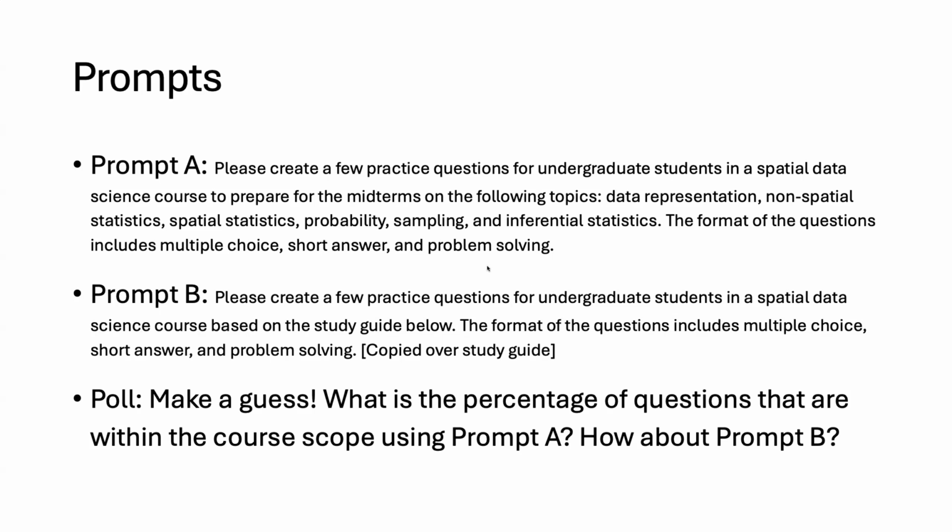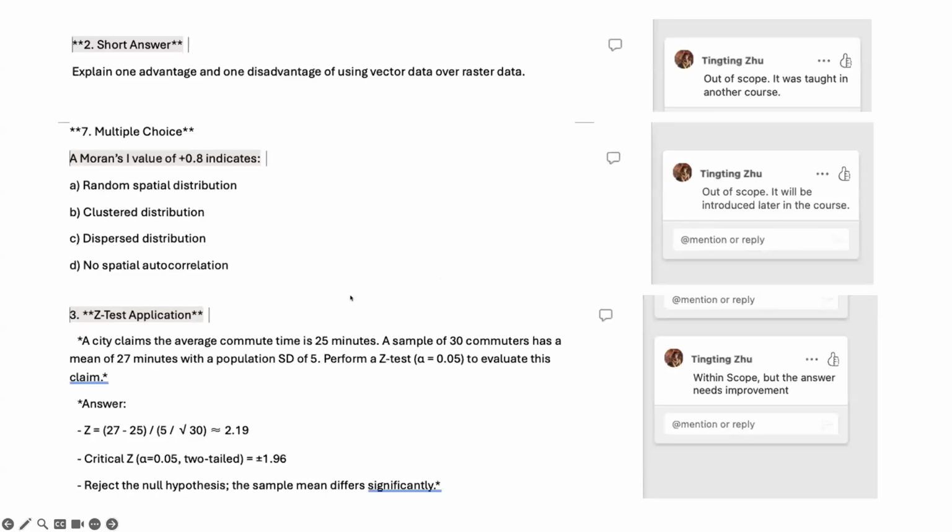So the majority picked 40 to 60% for prompt A, and the majority picked 60 to 80% for prompt B. And I will share the analysis I did to see if this aligns with what you expected.